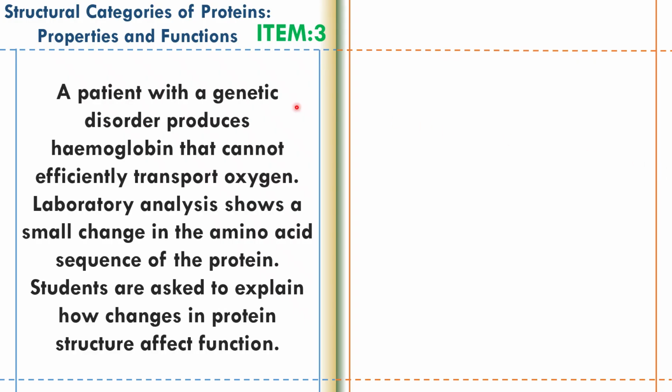Let's now go to structural categories of proteins, their properties and functions. Item 3. A patient with a genetic disorder produces hemoglobin that cannot efficiently transport oxygen. Laboratory analysis shows a small change in the amino acid sequence of the protein. Students are asked to explain how changes in protein structure affect function.